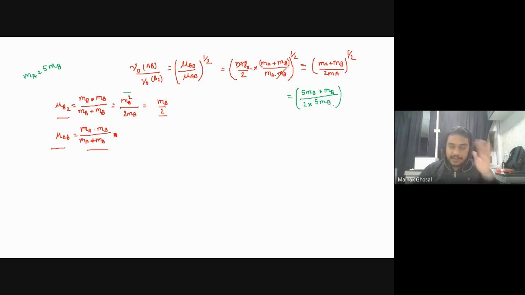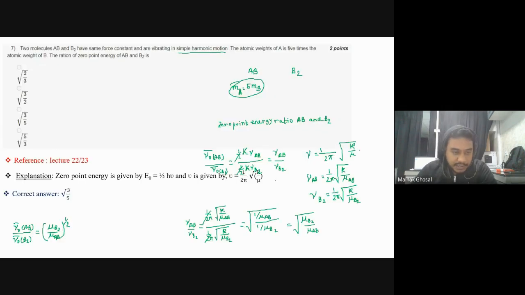I have written it in the left top side. So what will be the value? 5 plus 1, 6. Sorry, there will be a half term here. So 6 MB by 5 into 2, it will be 10 MB. If you do a simplification, you can divide both sides by 2. So we will be left with 3 by 5 and MB will be cancelled out. So what is the ratio of these zero point energies? The ratio of the zero point energies is root over 3 by 5.